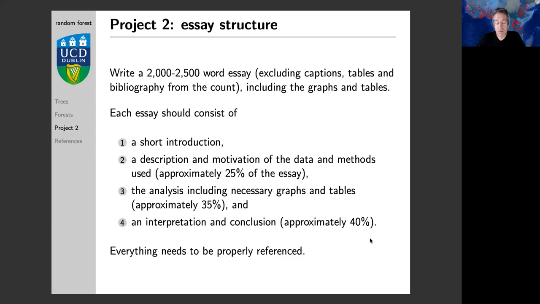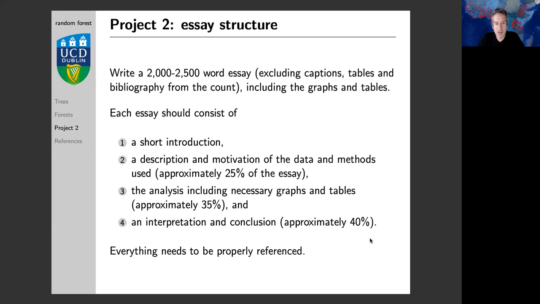Then you write an essay around it. It's the same structure exactly as for the first assignment. However, the essay is now a little bit longer, 2,500 words, excluding captions, tables, and bibliography, but including graphs and tables. Sorry, I said that you need to exclude tables and include tables. That doesn't work. So in those word counts, you can exclude graphs, tables, captions, bibliography. It's really about the words of text that you write, but including footnotes. I should have said that.